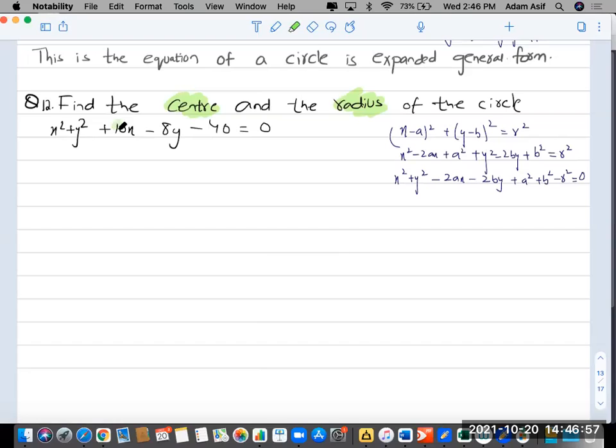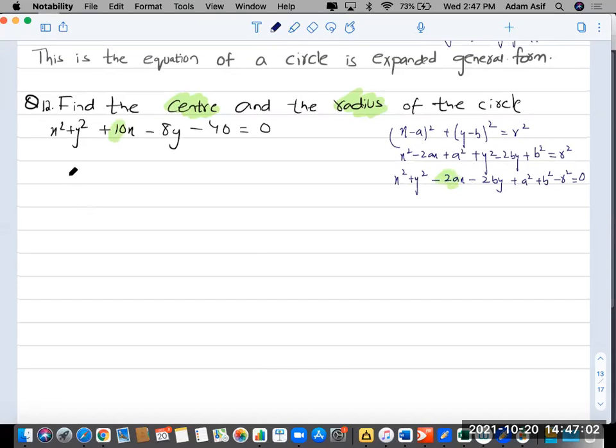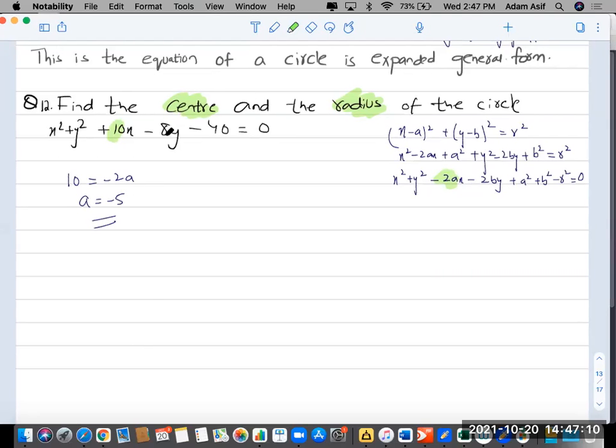If you just compare the coefficient of x, so what is 10 equal to? It's equal to minus 2a. So a is going to be minus 5. What is the coefficient of y? Minus 8, और यहाँ पे क्या है? It's minus 2b. So minus 8 is equal to minus 2b. So b is going to be 4.